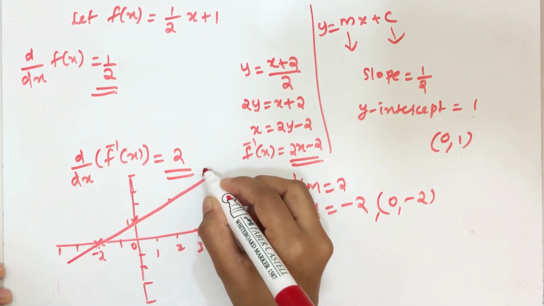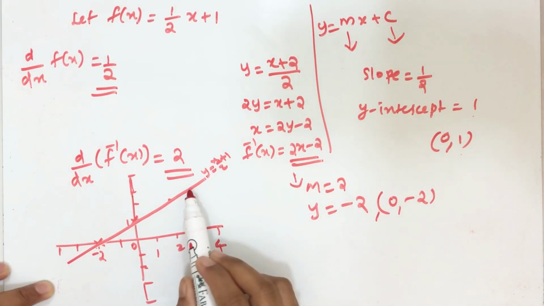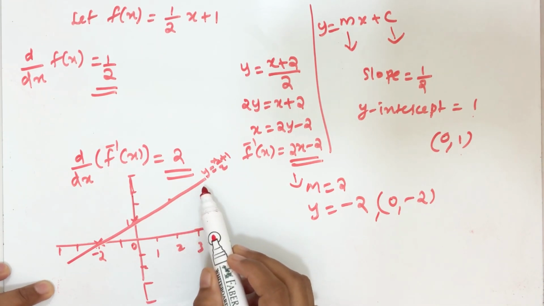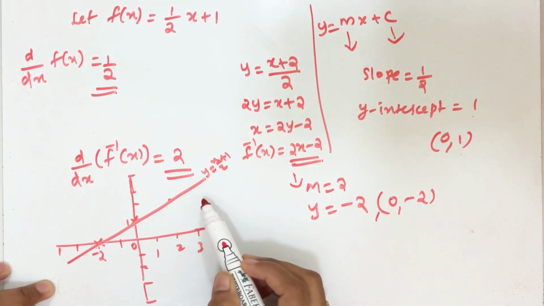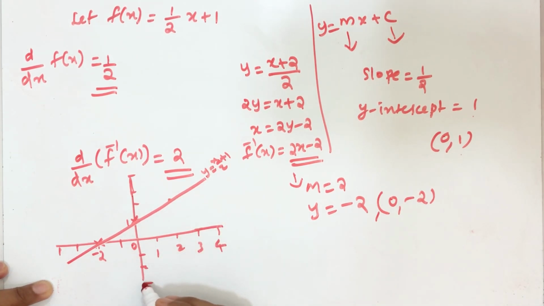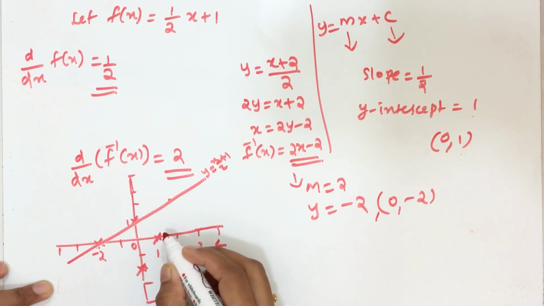This is the line y equal to x/2 plus 1. And its inverse is just a reflection in the line y equal to x. Reflection of f in the line y equal to x. It will be like here the points are (0, minus 2), (1, 0) and (2, 2).